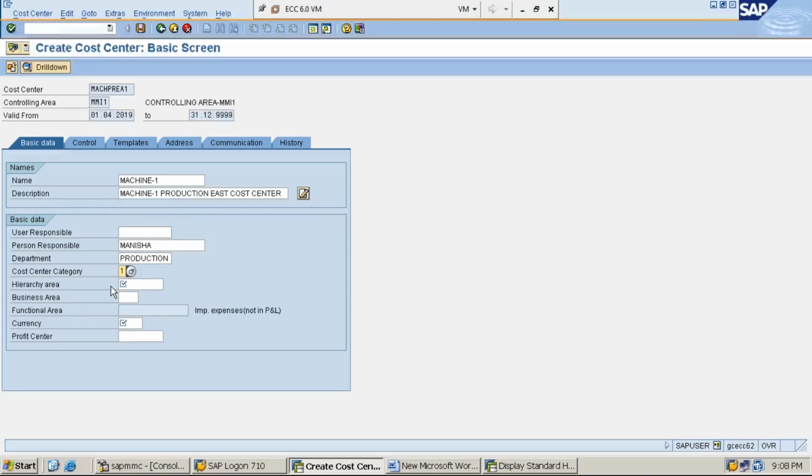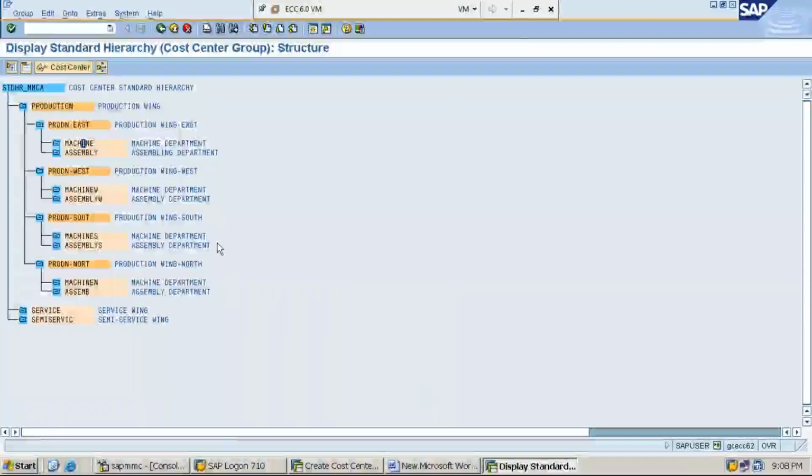Yes. Right. Next, hierarchy area. Hierarchy area means, see, we are trying to create a cost center. The cost center should be related to which hierarchy? Whether it is related to production or service or semi-service. If it's related to production, whether it is related to east or west or south or north. If it is related to east, again, does it belong to machine related or assembly related? That is what we need to mention.